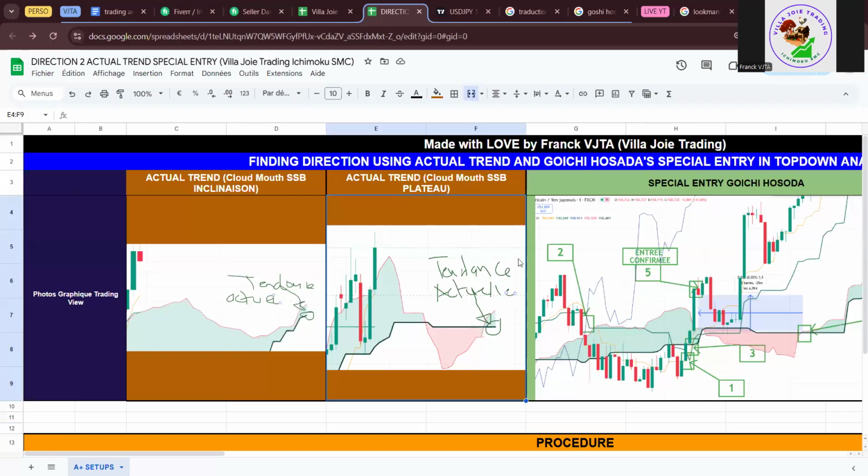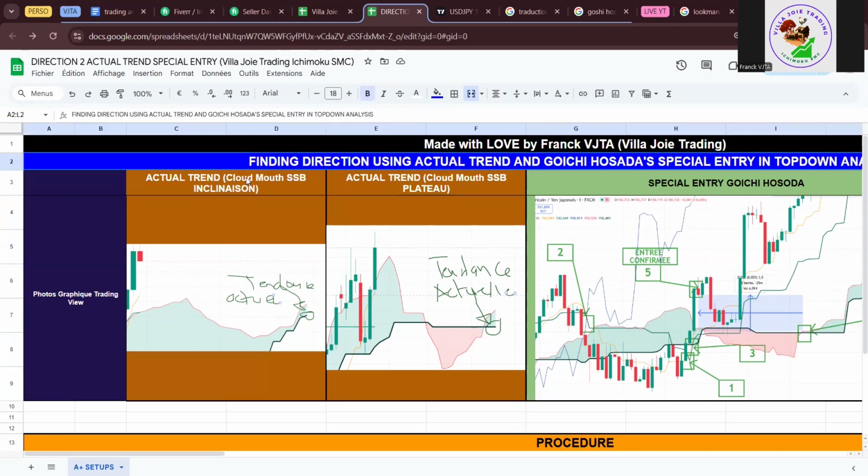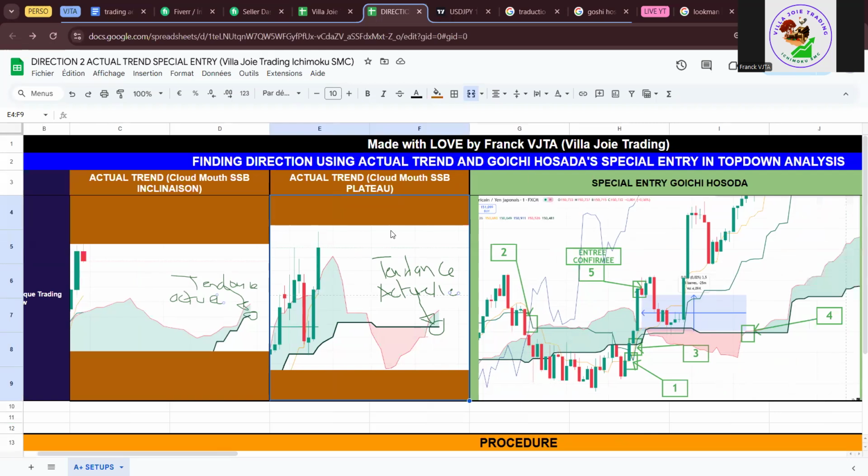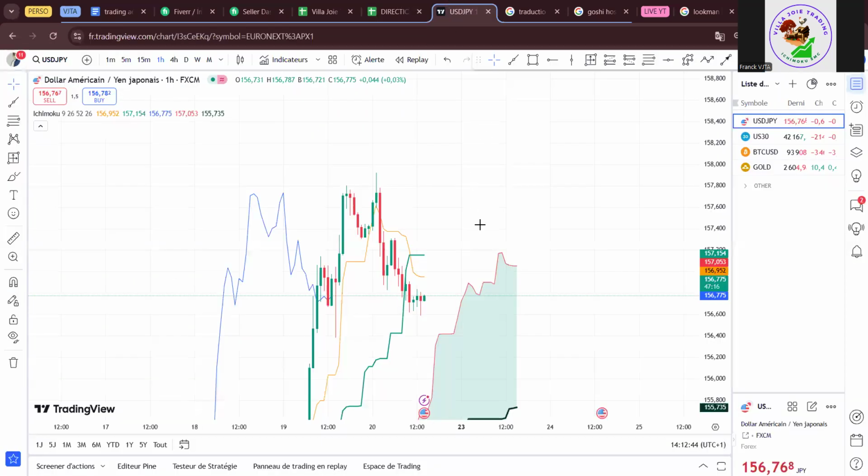To find the direction, we'll use the actual trend and the special entry of Goyoshuzda before taking an entry on a setup, on a hot setup. So this is another way to find a direction, right? You need to have some things ready to find a direction where you trade, right? So the actual trend, you know that we use SSB.